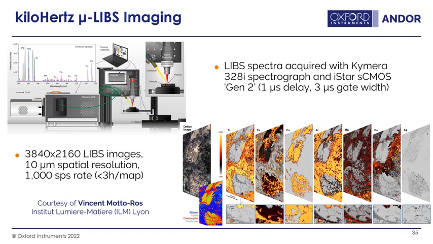Here's an example of where LIBS is used to create maps of the concentrations of different elements in a sample, like we were talking about doing before. This is called kilohertz micro-LIBS imaging, and this work is courtesy of Vincent Motto-Ross at the ILM in Lyon, France. Here, the sample is placed on an XY translation stage so it can move around, and LIBS measurements are taken on the sample with 10 micron spatial resolution. The light from the LIBS emission is sent to a Chimera 328, where it is dispersed and then detected with an iStar sCMOS at a rate of 1,000 spectra per second.